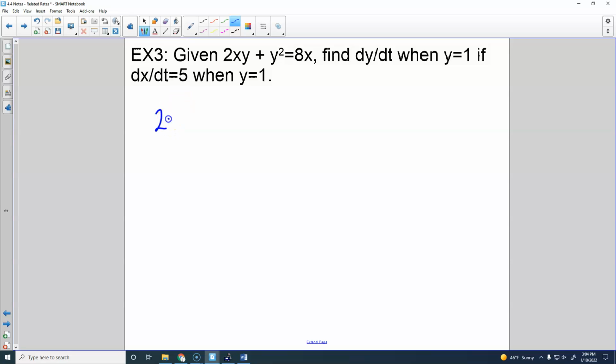Oh, you kind of do it backwards for me. You can do it your way you're doing. But 2x times the derivative of y, which would be dy dt, plus y times the derivative of x, which would be 2 dx dt, plus 2y dy dt equals derivative of 8x is 8 dx dt.